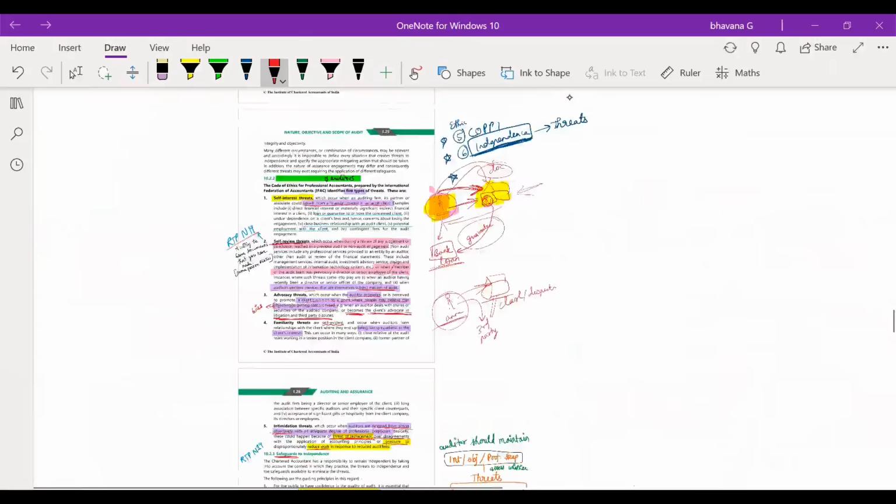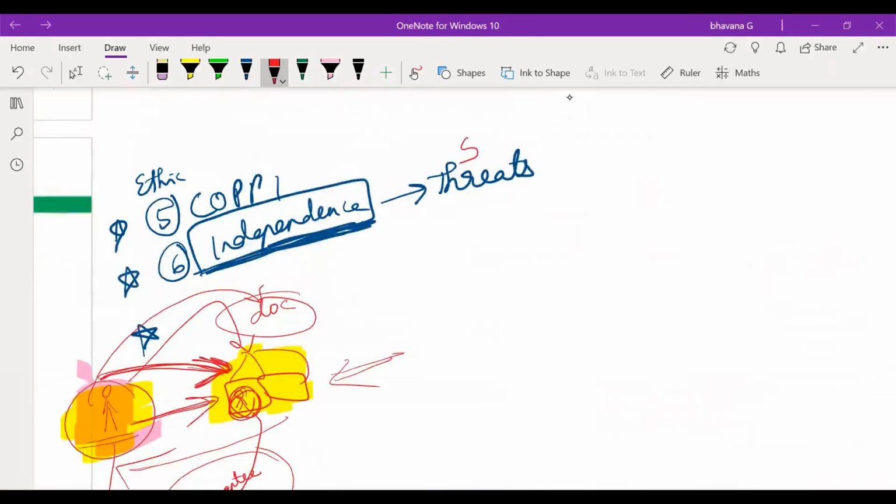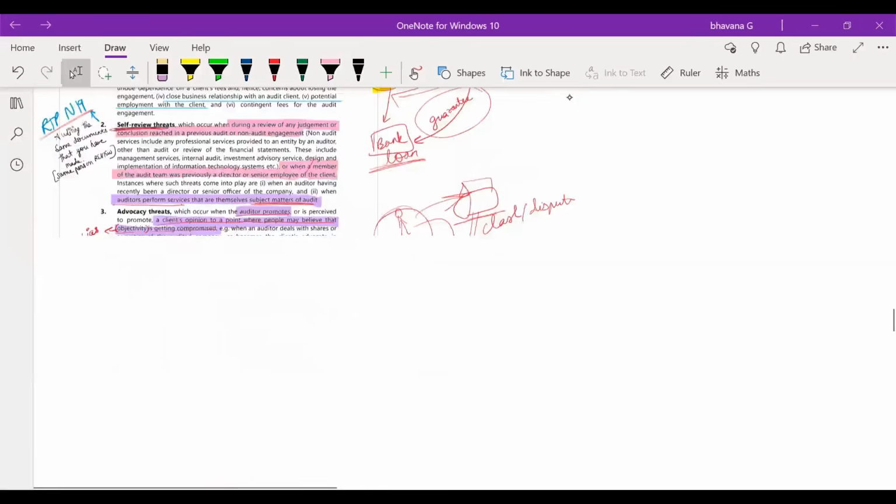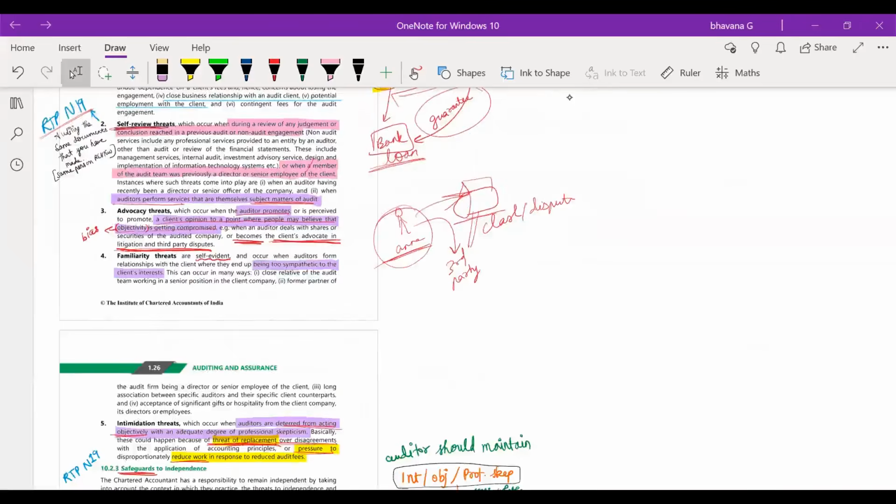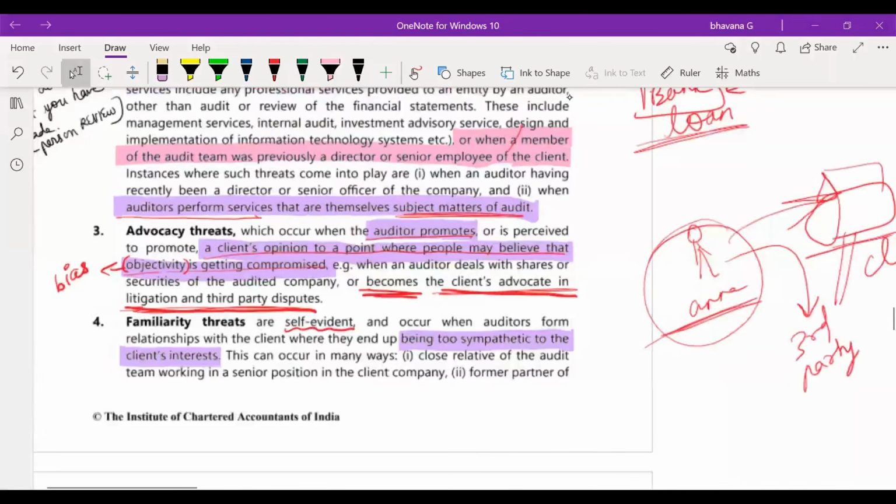So these are the 5 kinds of threats. Now we have read 5 kinds of threats which are threats to independence. Okay, we are still in the ethical requirements points once again. Can you explain advocacy threats once again? Yeah, sure. Okay, where was advocacy? Yes. Okay, once again.